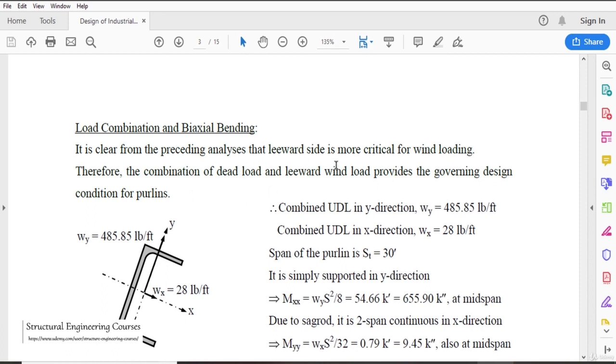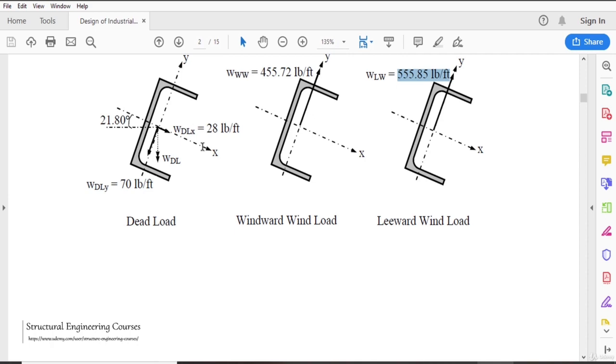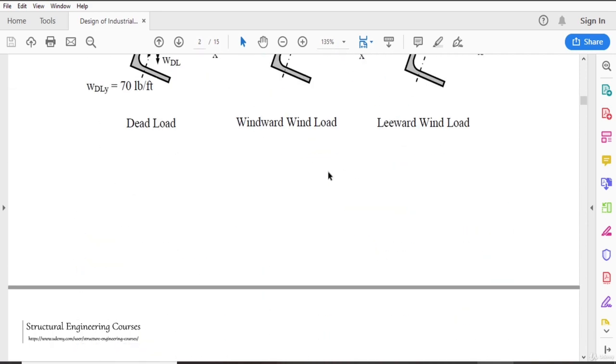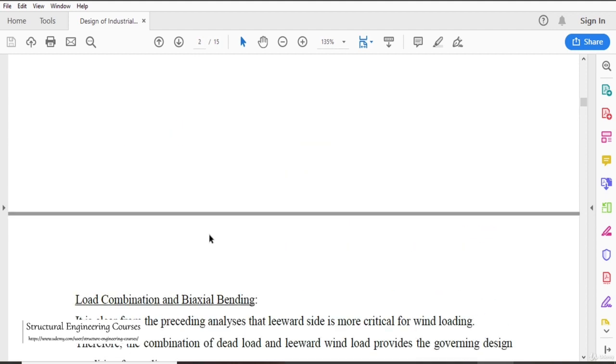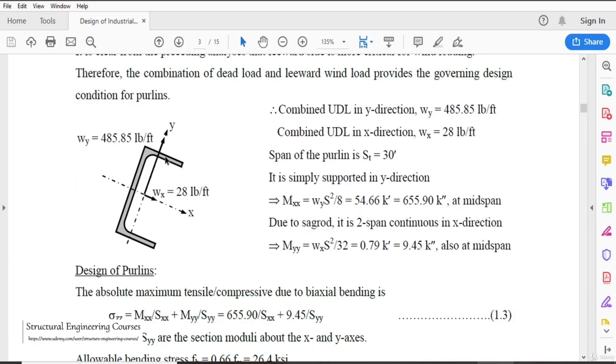When we are talking about the leeward and windward loading, here we can see that the combined UDL comes out to be approximately 28 pound per foot in the X direction, that is for dead load, and 455 and 485.85 pound per foot. Now you must be thinking why we are considering this as 485.85 pound per foot. Basically, 555.85 minus 70 comes out to be 485.85 pound per foot. So these are the UDLs in the X and Y direction.